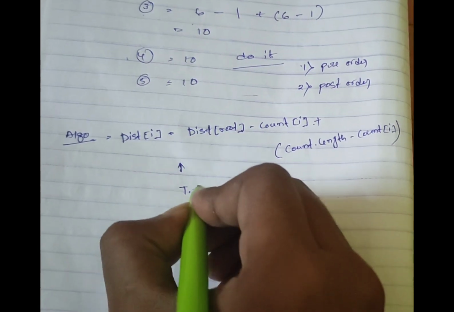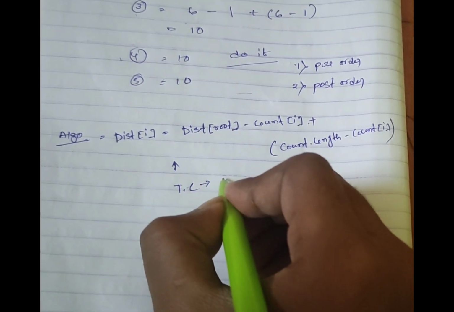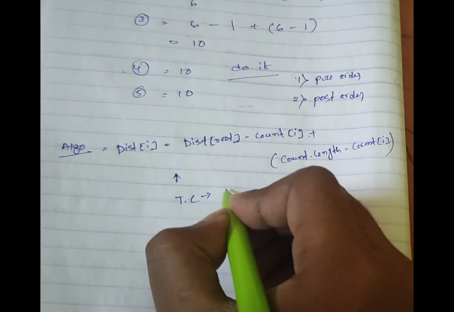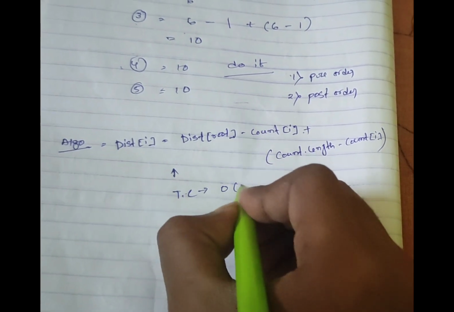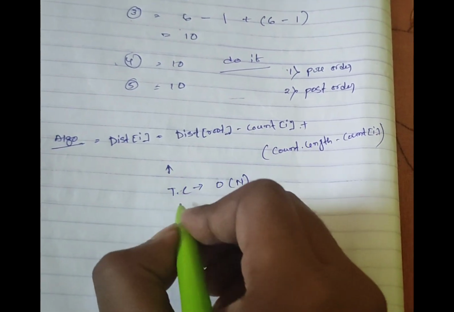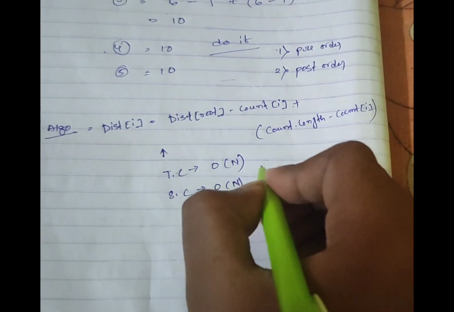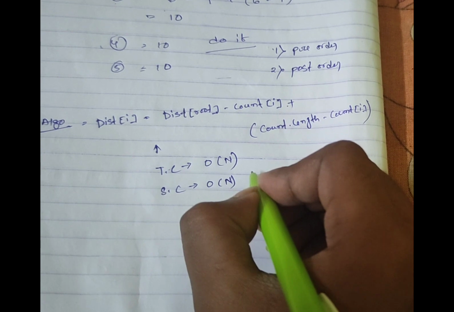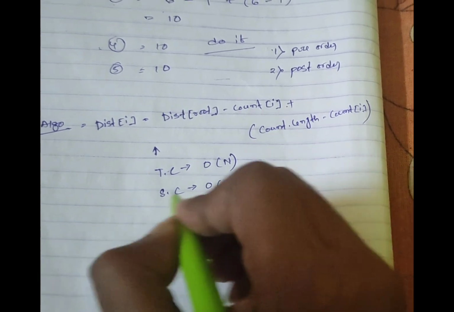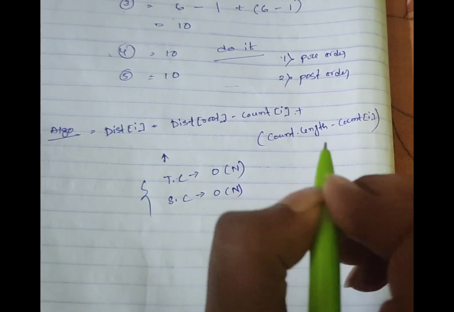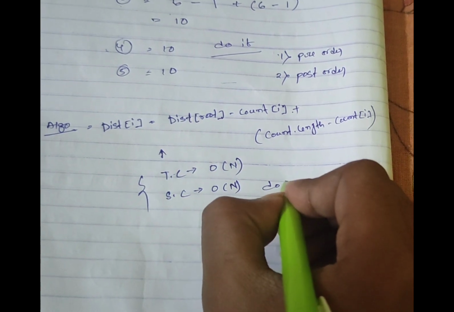The time complexity is what? For pre-order traversal this is O of n, for post-order traversal this is also O of n. So now the time complexity is O of n, and the space complexity is O of n, because we are doing a vector and the tree, that is also O of n. Now we are code it.